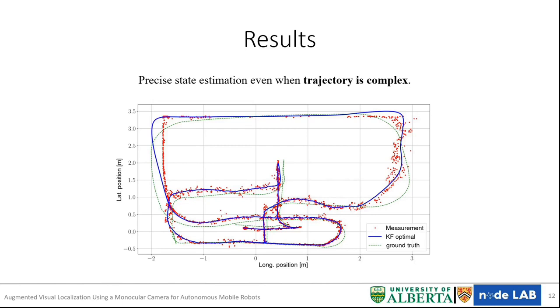Here is the result of the first scenario that we tested for this algorithm. As we can see, the robot had a pretty complex trajectory in this test scenario. But even though the trajectory was complex, it could be estimated using the proposed algorithm.